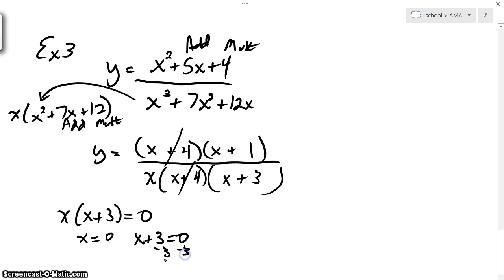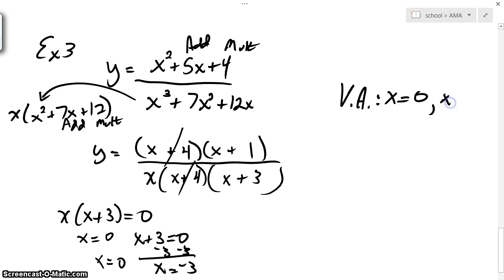Subtract a 3, and we have x is equal to negative 3. x is equal to 0. Here are our two vertical asymptotes: x equals 0, x equals negative 3. Well, you know what? We've talked a lot about horizontal asymptotes too, and I'm not brushing aside that x plus 4 issue. We're going to come back to it in just a moment.